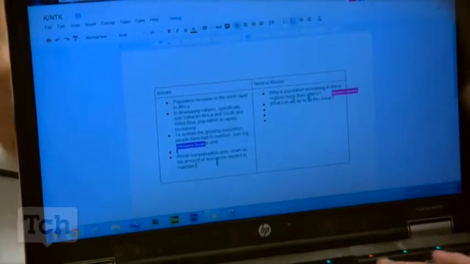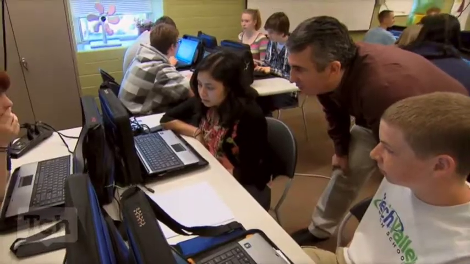So I would look at what you've already done for your benchmark 1 on your topic, put all that information as known, and then figure out what your gaps are in your research. And I can help you with websites. What could be a cause for environmental racism? What are the effects of it?